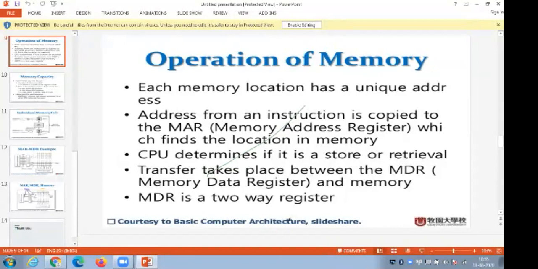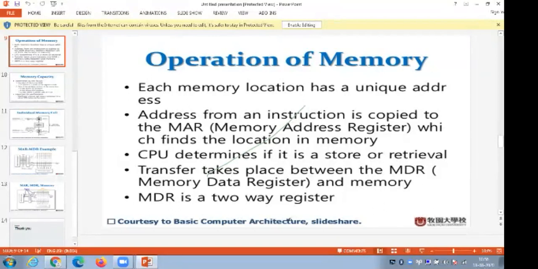The second point: the CPU determines if it is a store or a retrieval. When we find the address in the memory, the CPU tells us whether it is a storage or a retrieval process. If it is already stored in the memory, the CPU gives you the data that is stored. If it is retrieved from the memory, the CPU says that it is retrieved. Then transfer takes place between the MDR, memory data register, and memory. Usually the address is shown in the memory address register, and the transfer from one place to another is shown in the memory data register. So MDR is a two-way register.